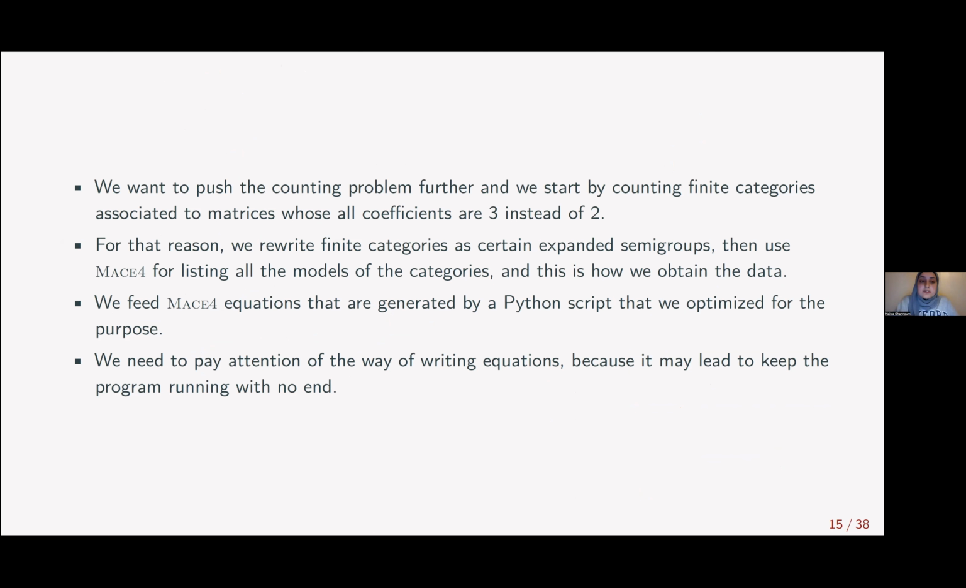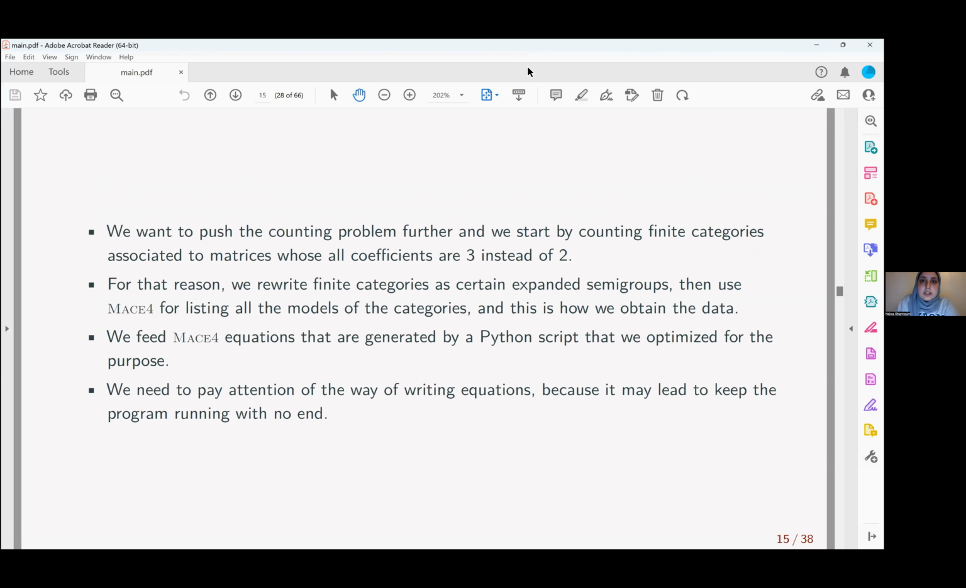And the input of maze4 are equations that are generated by a Python script. And these are equations of the category that we want to count. And we need to pay attention to the way of writing these equations because it may lead to the program running and running with no end. And actually, I will stop sharing for a little bit to share another screen to show you how the program actually works. So I will give an example, the example of 333.